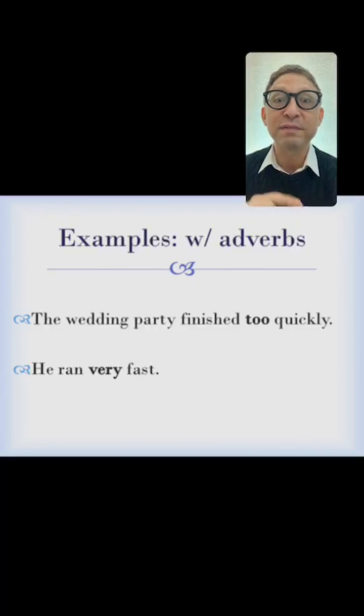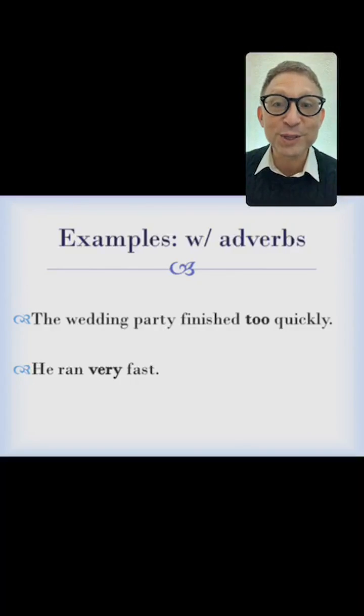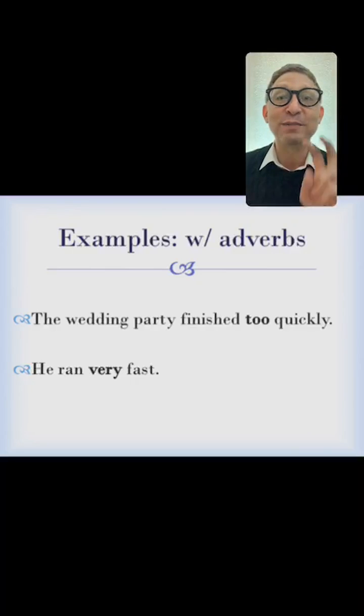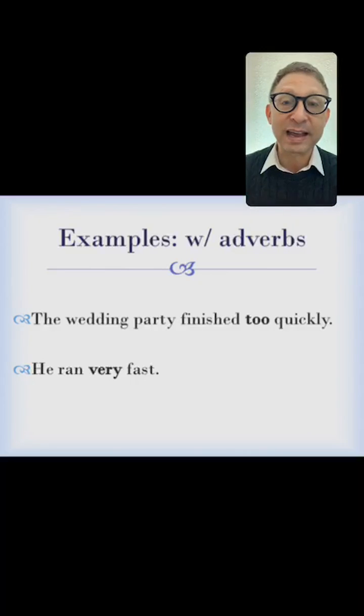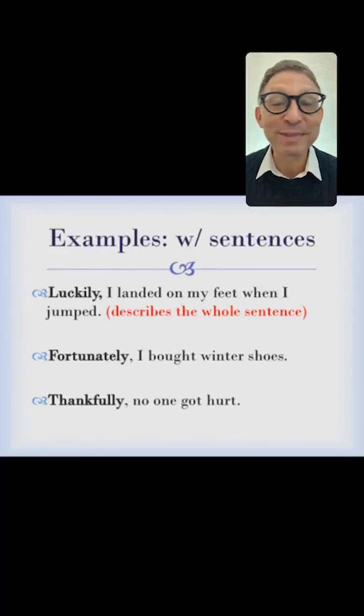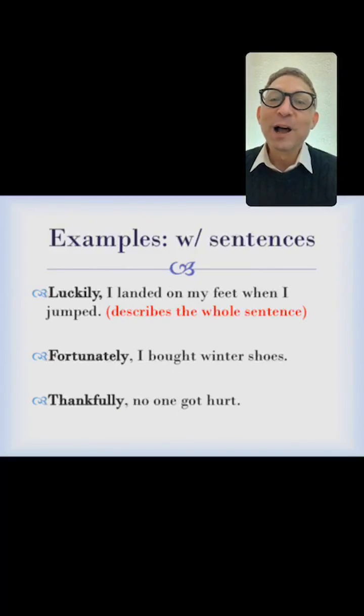He ran very fast. So very describes fast, and fast, an adverb, describes ran. How did he run? Fast. How fast? Very fast. So we have two adverbs, very fast. Very describes fast. Fast describes ran. And then, of course, ran is related to whom? To the subject, he. And there we have a complete sentence, and everything makes sense, except that I don't run very fast. Okay, let's continue.